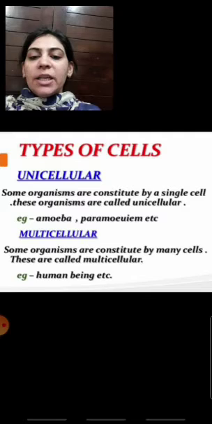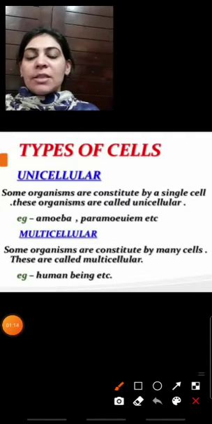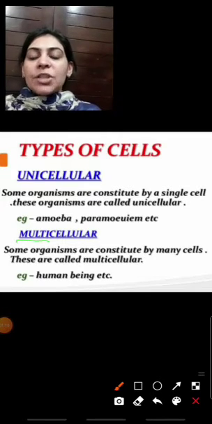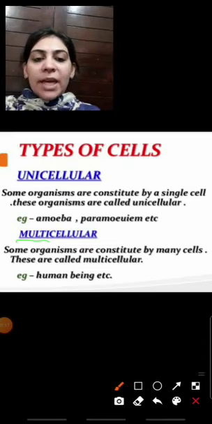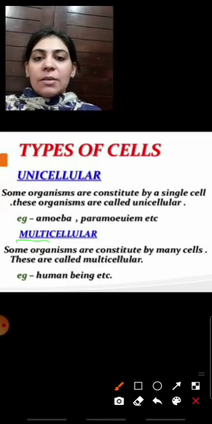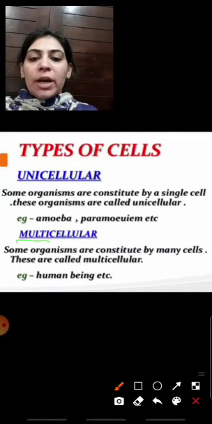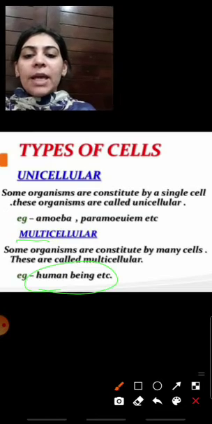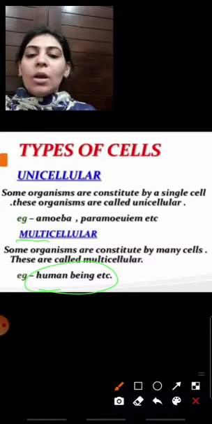Next one is multicellular. As the name suggests, multi means many. Some organisms are constituted by many cells, and these many cells perform different functions inside their body. They are called multicellular organisms. For example, human beings, plants, animals, all are in the category of multicellular organisms.